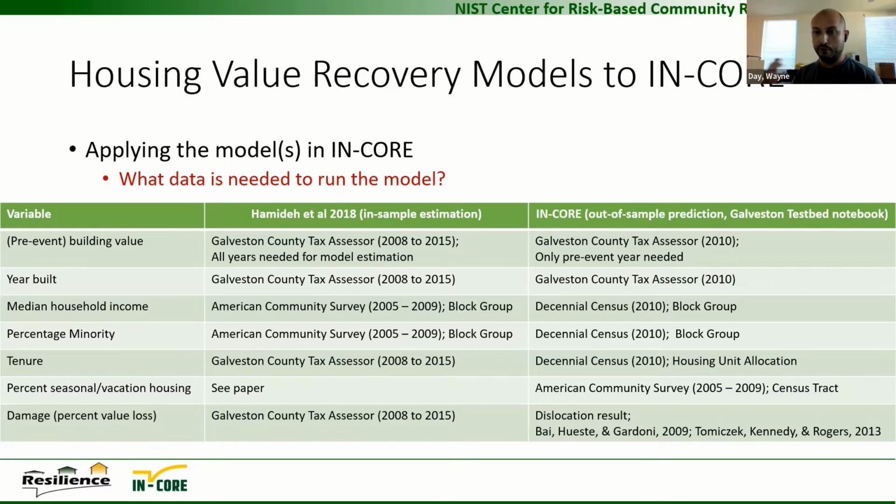And this is what produces the coefficients that we use later for predicting out of sample. So when you go over to the out of sample prediction, we have our model, we have the coefficients, but then we need to feed data through that model. And then just based on using the Galveston testbed notebook, this is the data that's available in the Galveston testbed notebook, just for comparison.